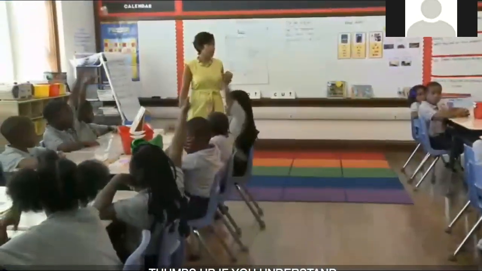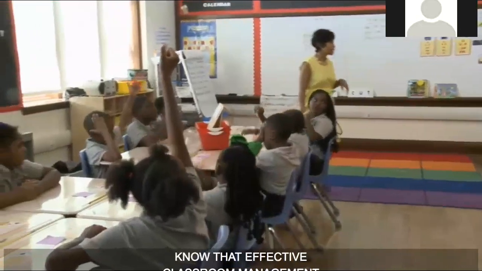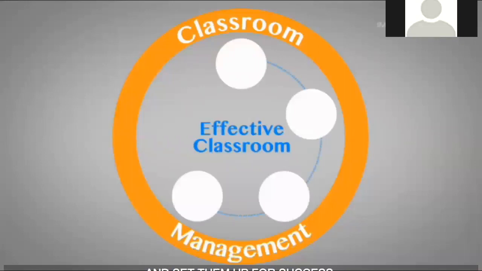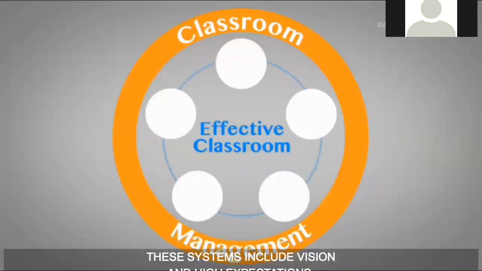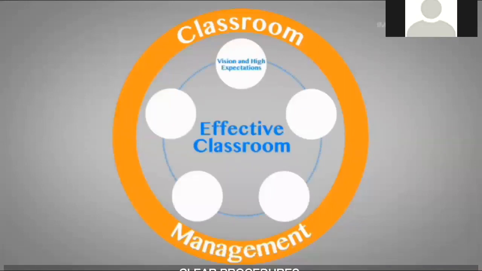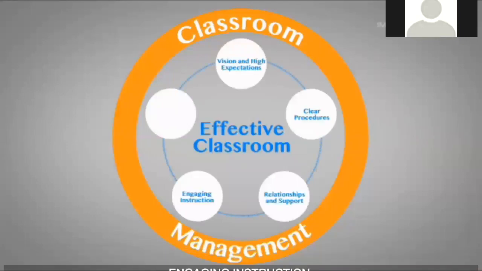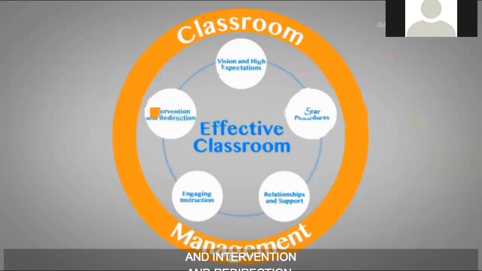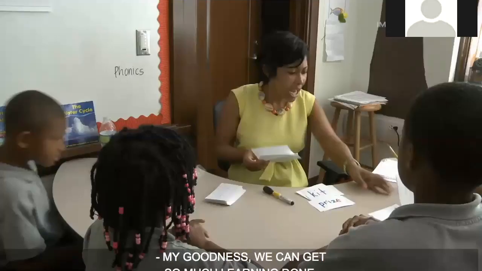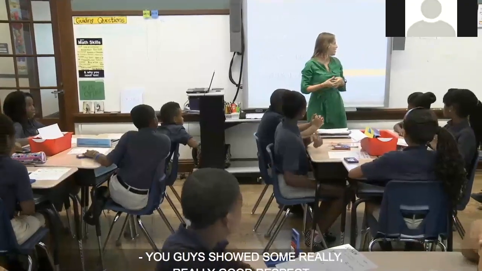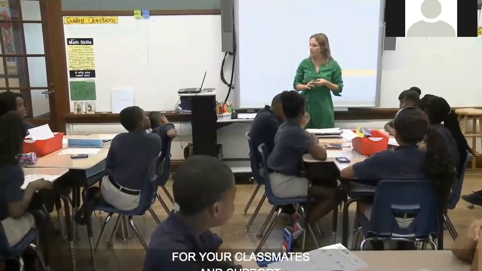Thumbs up if you understand. High-impact teachers know that effective classroom management means putting systems in place that empower students and set them up for success. These systems include vision and high expectations, clear procedures, strong relationships and support, engaging instruction, and intervention and redirection. Together, these components contribute to an environment in which all students can succeed. My goodness, we can get so much learning done, and everybody is just so focused. You can show some really, really good respect for your classmates and support.